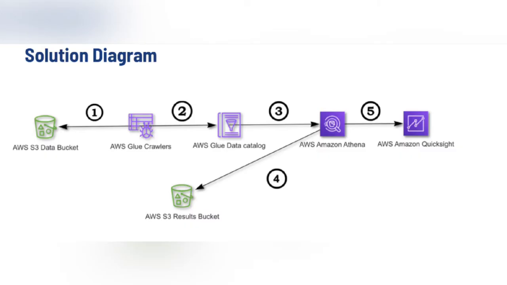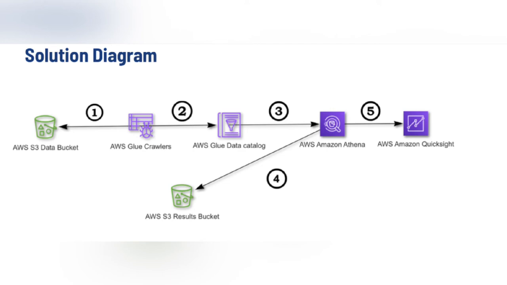I'm Abir from SkillCurve. This is a solution diagram which is showing all the AWS components we will be using to complete the project of AWS Athena. Step 1. We will be creating two S3 buckets to store our raw data and the results.